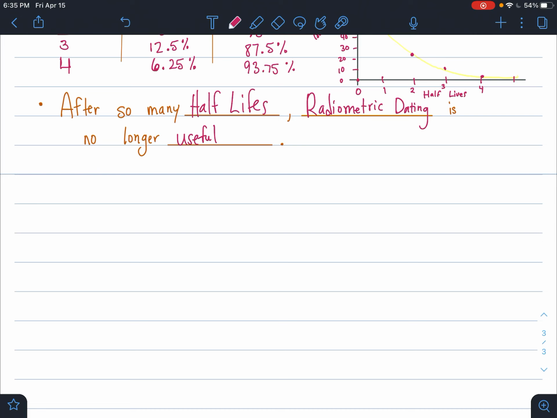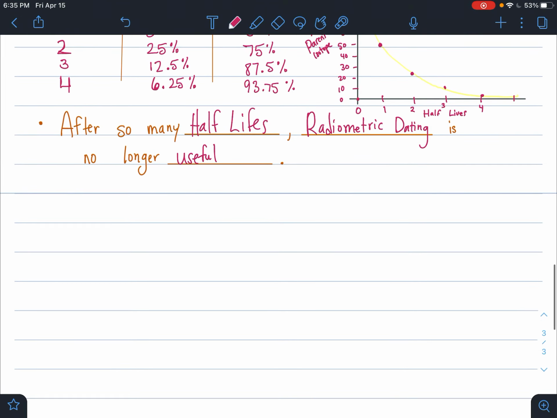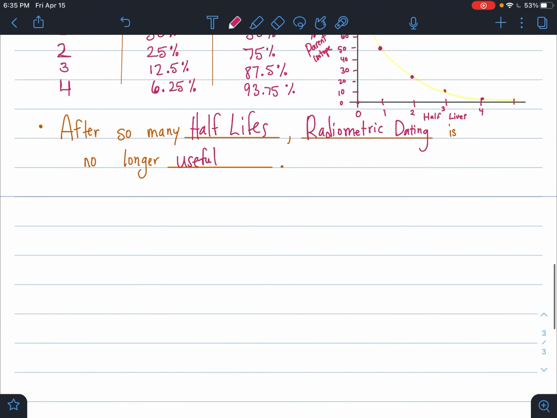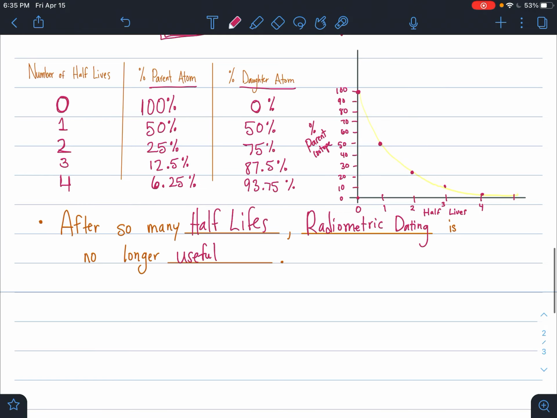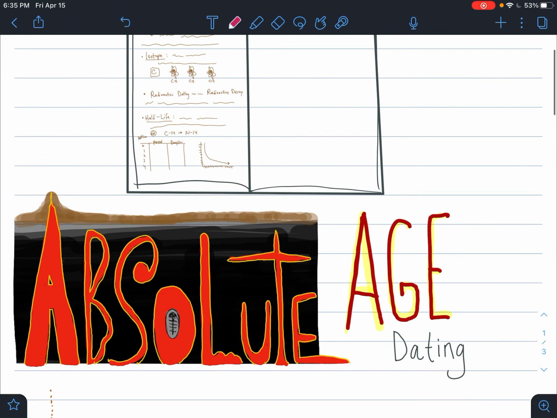So let's take a look at part 2, which will look at types of radiometric dating, how we can do it in different elements that decay into different types of atoms. I'll catch you over there on part 2 of absolute age dating.